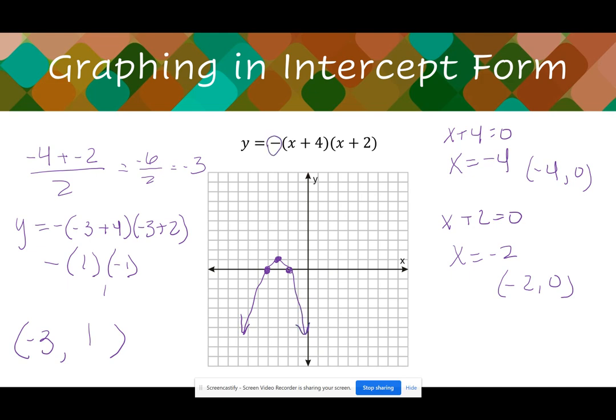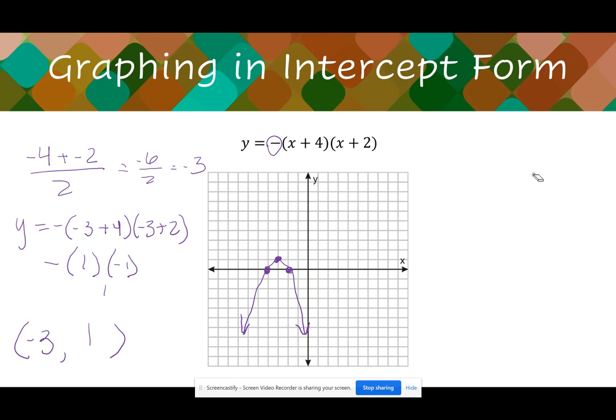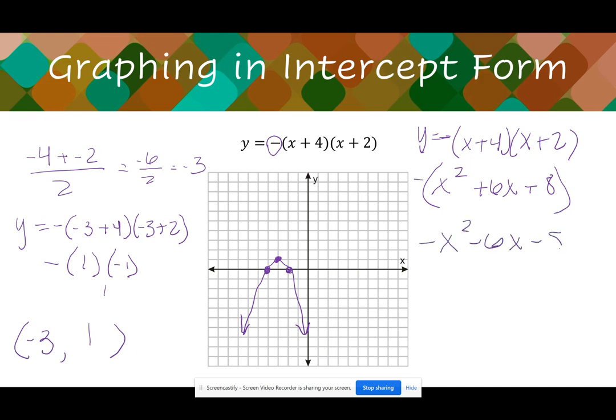So just one more thing I want to talk about. You can always, as we were doing before, change our equations from standard form to vertex form and vice versa. If you have the factored form, all you have to do to get to standard form is multiply this out, like we've been doing. So x plus 4 times x plus 2 is x squared plus 6x plus 8. And then we have to distribute this negative in front. So it's negative x squared minus 6x minus 8. You could also convert that to vertex form by completing the square. We won't really be doing that though.